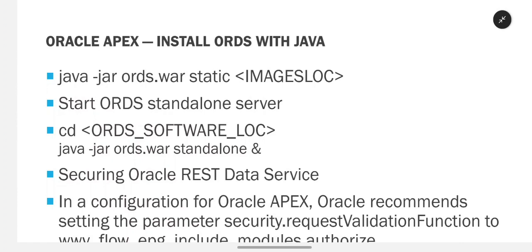For static also, you have to run the Java command java -jar ords.war static. Before we mentioned here advanced. Start ORDS standalone server: cd, you can go to that location and then start the server with java -jar ords.war standalone and then the & sign. The ampersand means this command will be running in the background and your cursor will be free for your next jobs.